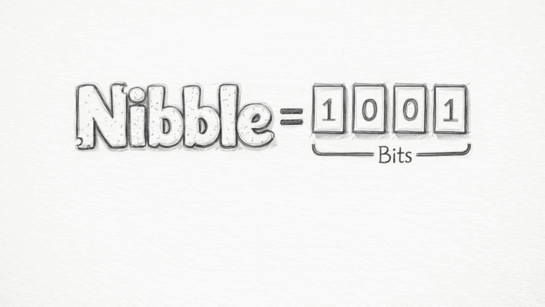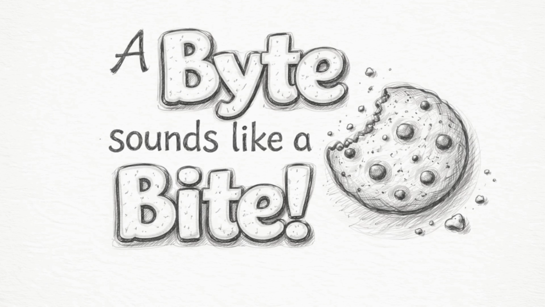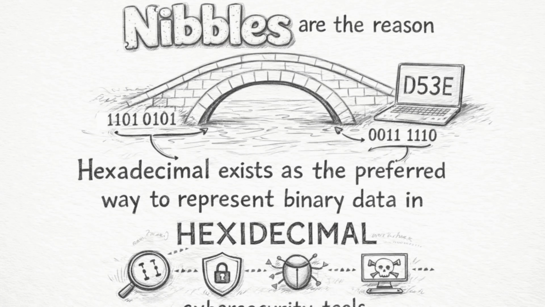The name itself is like many things you'll find in computing: programmer humor. At this point, it's from the 1950s and 60s for nibbles. If a byte sounds like bite that you eat, then half a byte must be a nibble. Just munching a little bit. But nibbles are the reason that hexadecimal exists as the preferred way to represent binary data in cybersecurity tools. Notice, as the preferred way, because we know that people started messing with hexadecimal long before the 1950s when we called it a nibble.